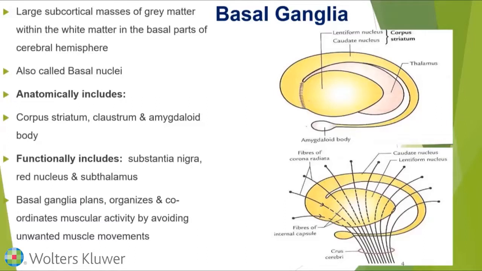Anatomically, it includes corpus striatum, claustrum, and amygdaloid body. Functionally, it includes substantia nigra, red nucleus, both of which are parts of the midbrain, which you will find in sections of midbrain, and subthalamus. To fit it in one line, the basal ganglia functions to plan, organize, and coordinate muscular activity by avoiding unwanted muscle movements. In this picture, you can make out the corpus striatum, its two parts, the caudate nucleus, lentiform nucleus, and that is the thalamus. This is the amygdaloid body.